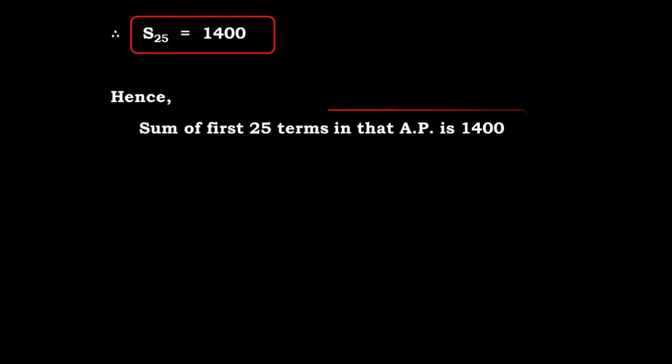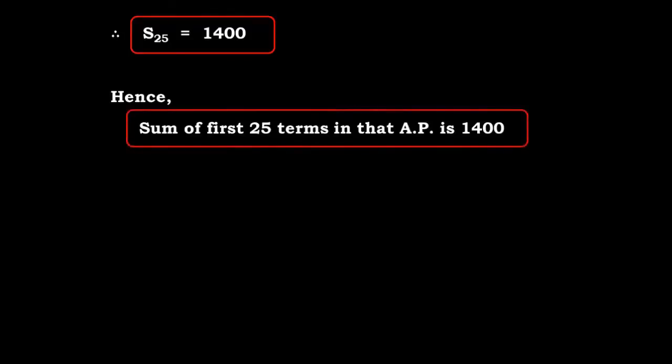See, in this way we have the second term and fourth term. With the help of those terms, by using the formula Tn is equal to A plus (n minus 1) into D, first you have to calculate A and D, then you are going to use the Sn formula.